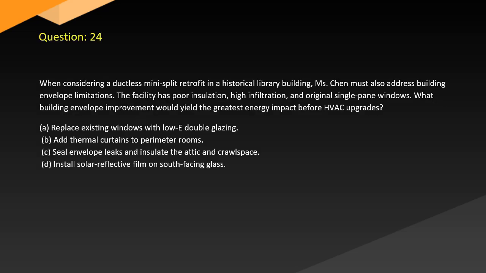Question 24. When considering a ductless mini-split retrofit in a historical library building, Chen must also address building envelope limitations. The facility has poor insulation, high infiltration, and original single-pane windows. What building envelope improvement would yield the greatest energy impact before HVAC upgrades? A. Replace existing windows with low-E double glazing. B. Add thermal curtains to perimeter rooms. C. Seal envelope leaks and insulate the attic and crawl space. D. Install solar reflective film on south-facing glass.